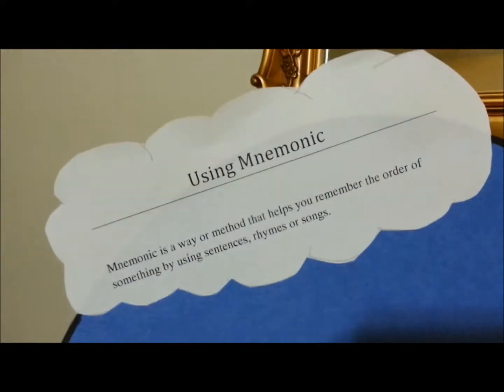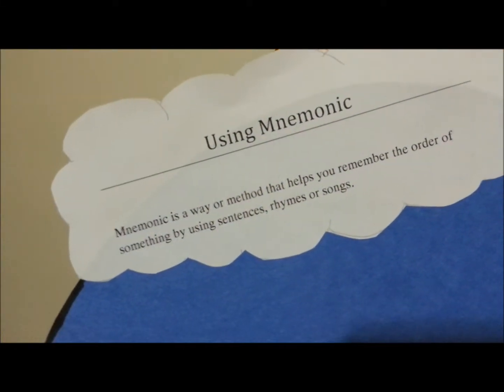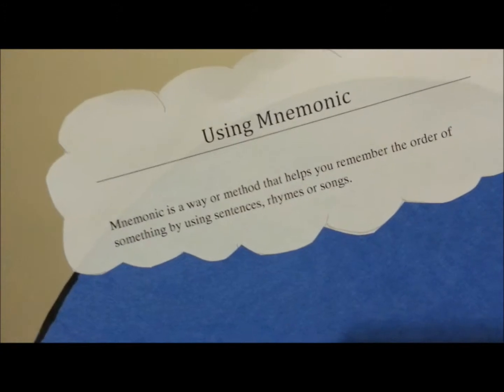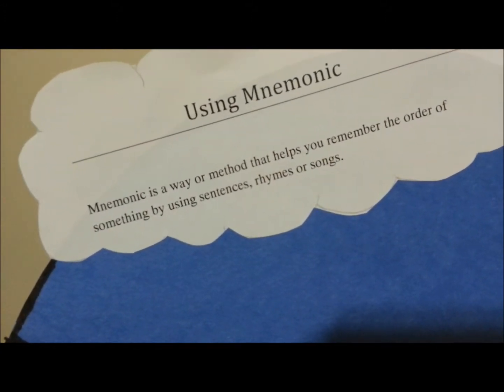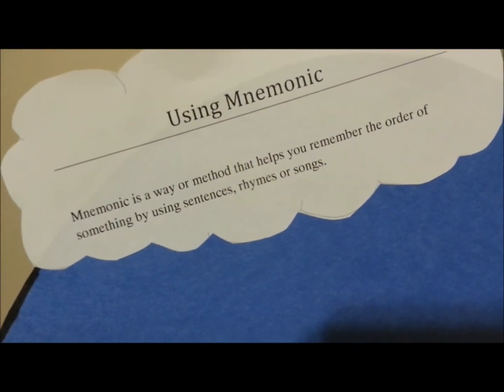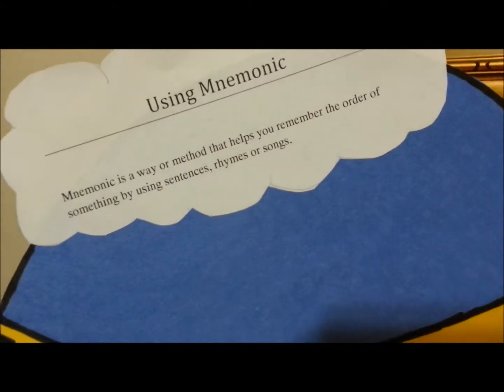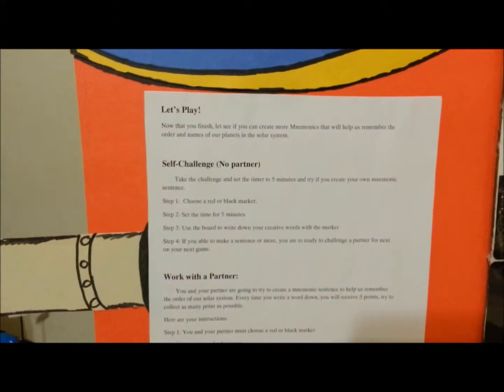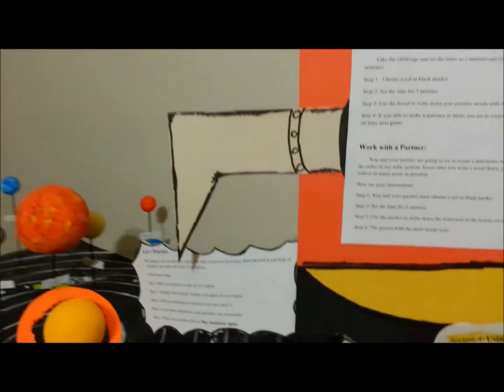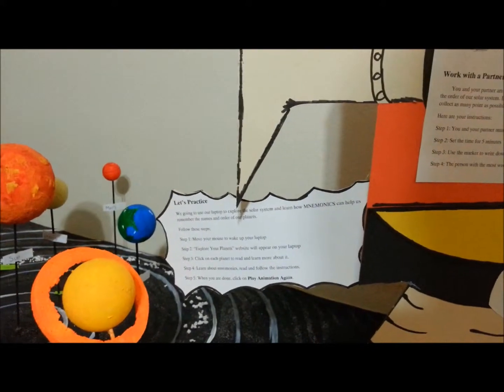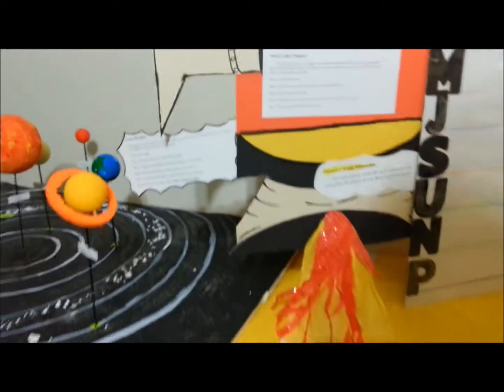In this area, we have the title here, using mnemonics, and it gives you a brief definition of what it is. Mnemonics is a method that helps you remember the order of something by using sentences, rhymes, or songs. This one does come with instructions, which will be in the student's binder. They're going to be using the laptop, so the first step is to move the mouse to wake up the laptop.